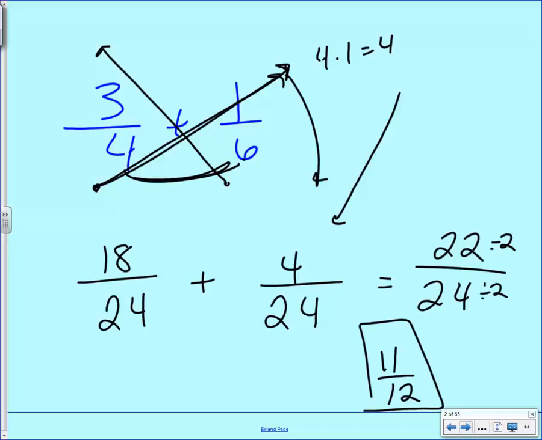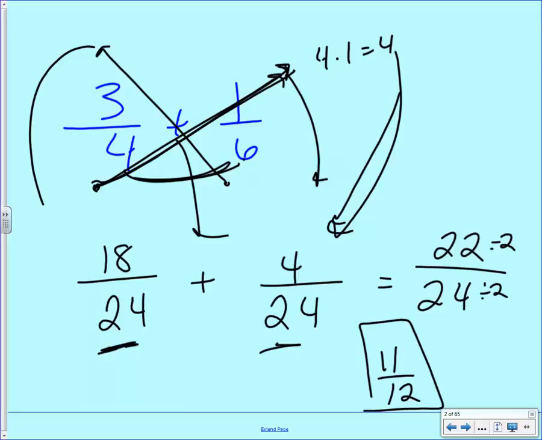So how did I solve this problem? I multiplied the denominators together to get my new denominators down here. I brought down my addition sign. I multiplied from the bottom to the top. The answer stays on that same side. So on the right side, here's my 4. From the bottom to the top, the answer is 18, and the 18 stayed on the left side.